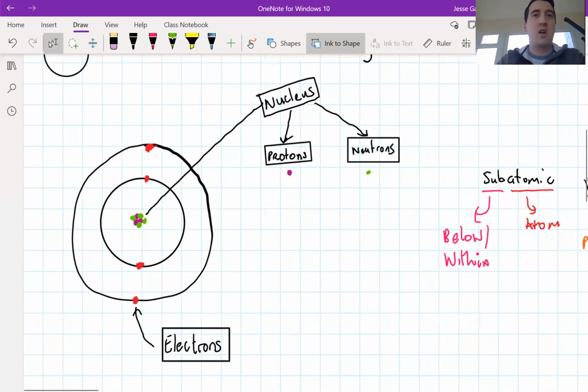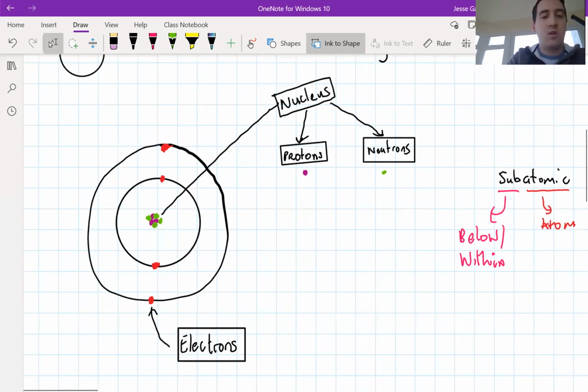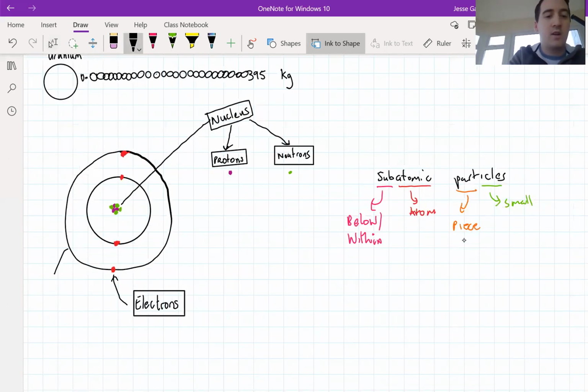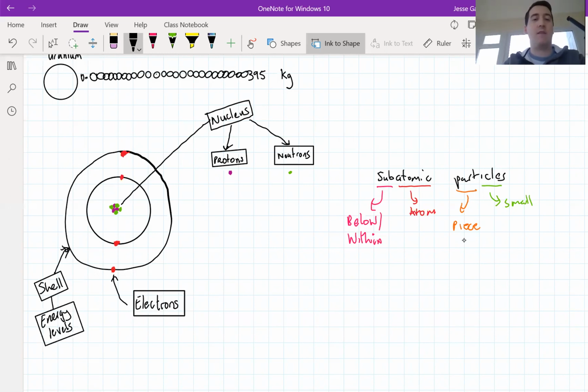Each of these circles here is what we call a shell. So we call this circle here a shell. And shells are sometimes also called energy levels. That has to do with how much energy the electrons have as they move around the nucleus. So the electrons are constantly orbiting, and orbiting means to move in a circular path. They are constantly orbiting, moving around in these shells.